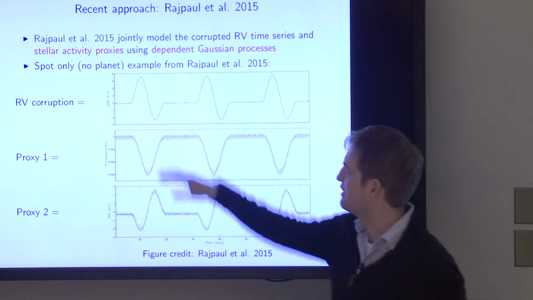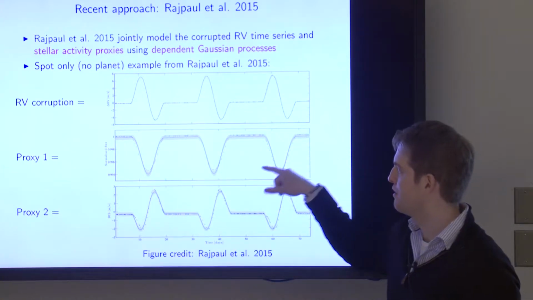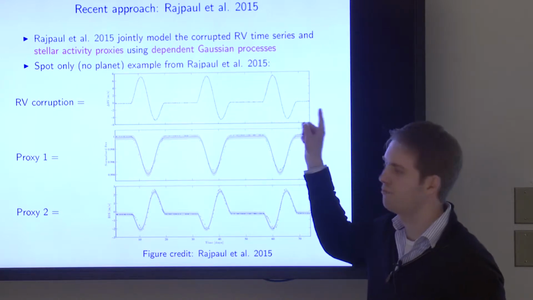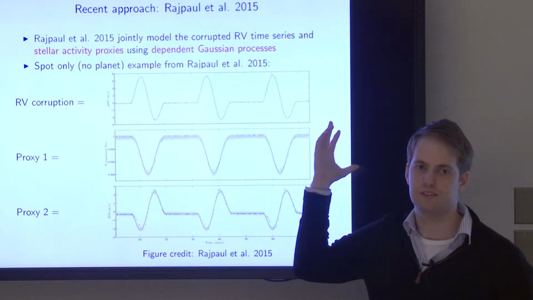So what would happen in practice is a planet would be mixed in here, but you would use these to figure out what this signal was. You'd subtract this out, and you'd just be left with the planet signal. Okay?